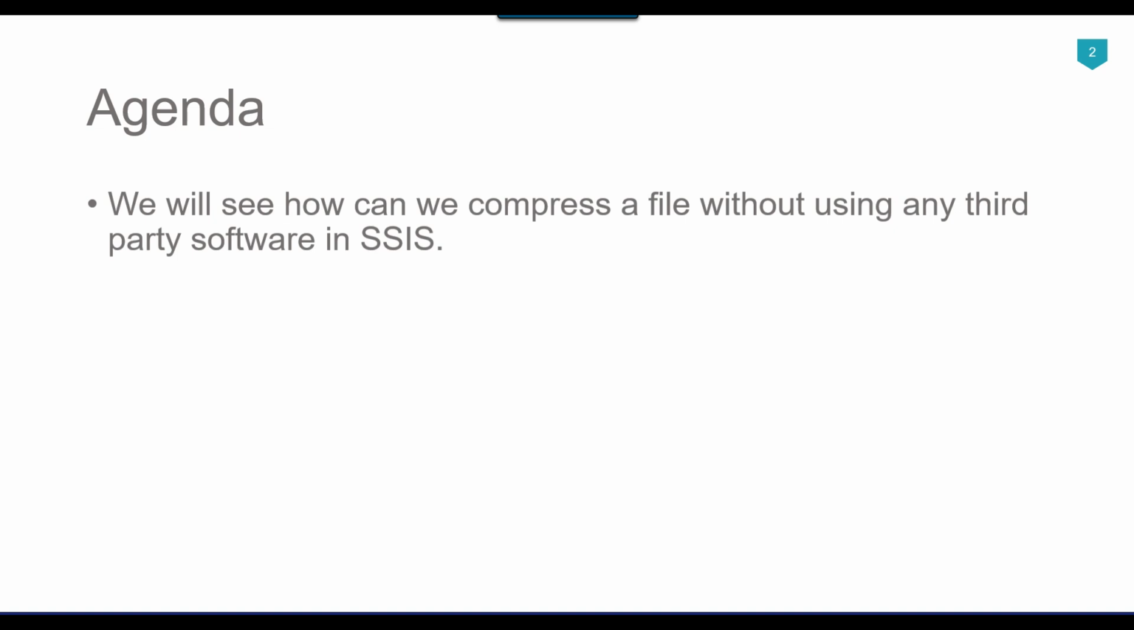using any third-party software. In any ETL project, zipping or unzipping a file is a very common process, because when we send the data to the client, if we directly send the data, for example in a CSV file, then the size of the file can be huge. So we compress the file so it reduces the size and then we can send the data.